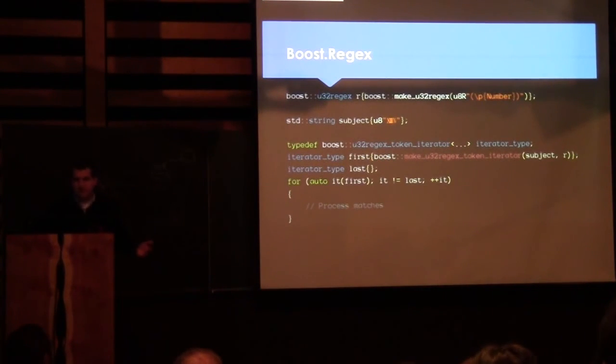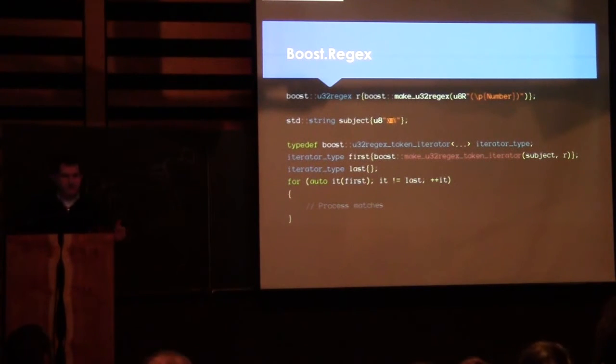Boost regex can also sit on top of the ICU regex engine. For example, this is an example of doing regex matching for the same thing we had with ICU. Basically, it works just like the regex token iterator, except you use the U32 regex token iterator instead. Then it'll iterate over the various matches.